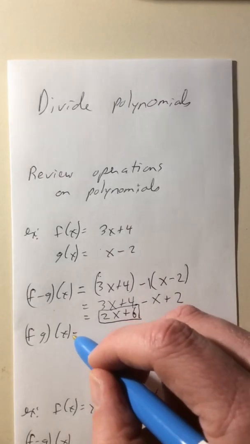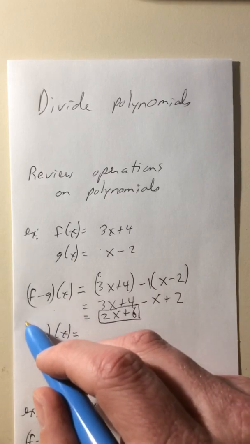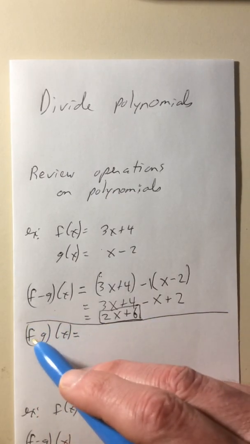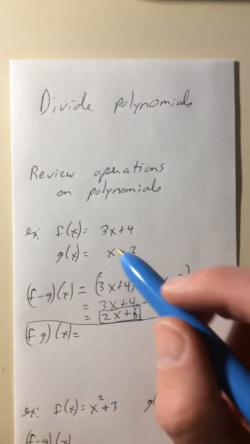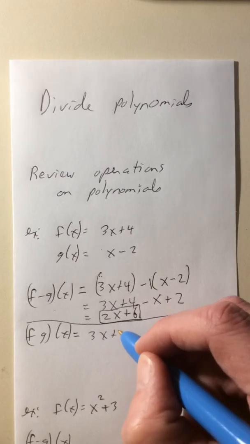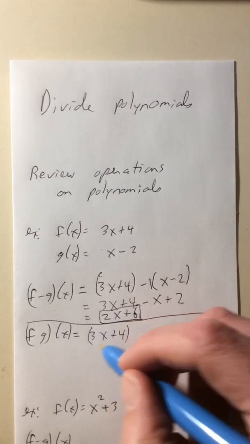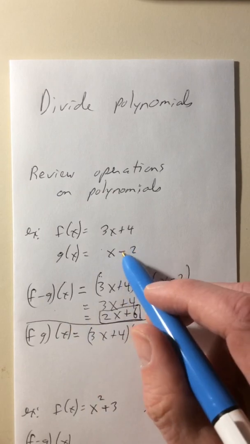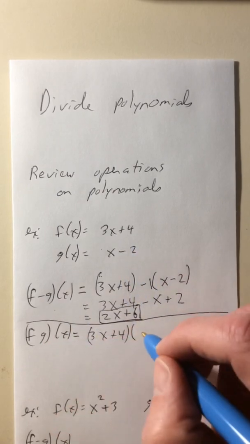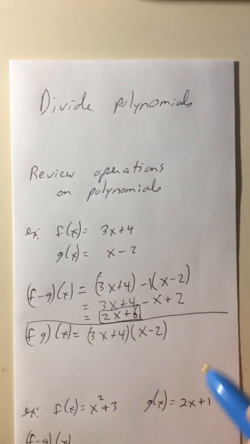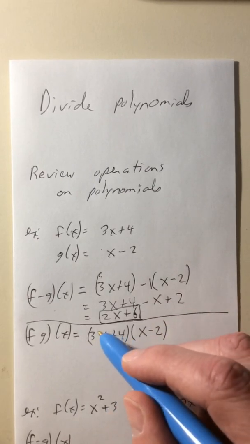All right, now fg means f times g. So fg means f times g of x. So that means I take f and I put it right here, put that first. And again, not that it really matters in this case because multiplication is commutative, so we can multiply in either order. And then g is x minus 2, so that goes second, x minus 2. And then we just multiply the stuff. And we have to multiply by FOIL.